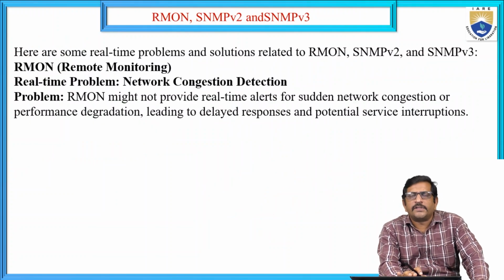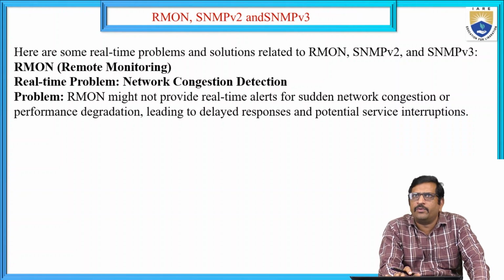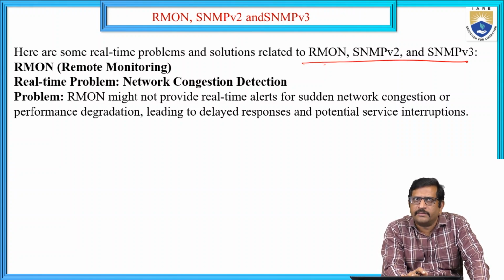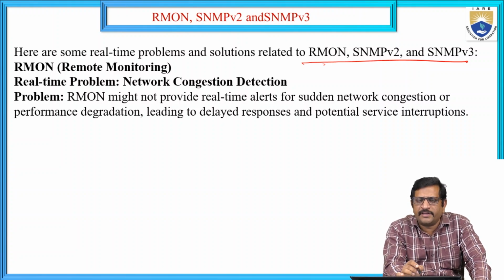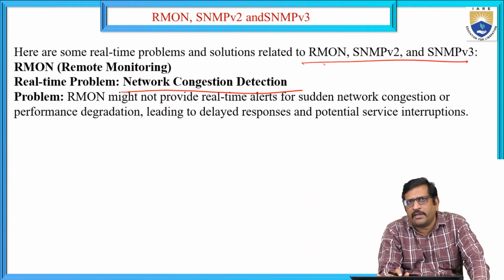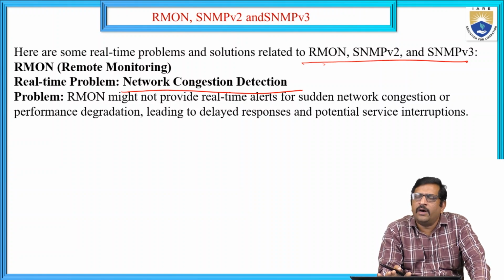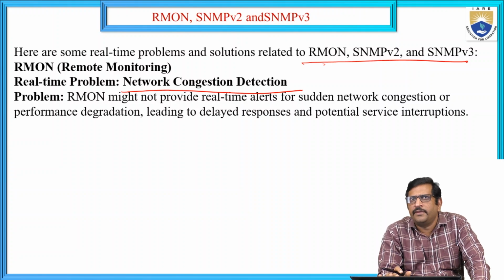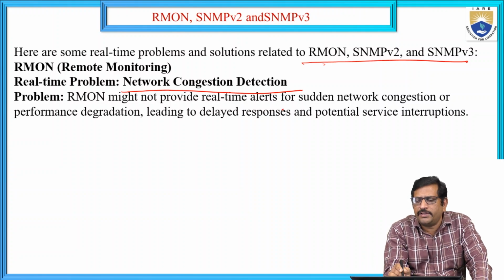Here are some real-time problems and solutions related to RMON, SNMPv2 and SNMPv3. RMON means remote monitoring. The problem is that network congestion can be detected, but when overhead arises over the network, many congestions occur. The remote monitoring system does not provide real-time alerts for sudden network congestion. This is the main problem.